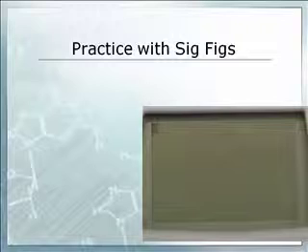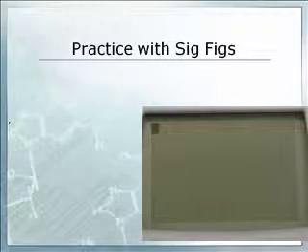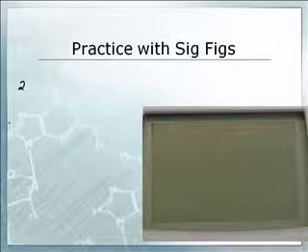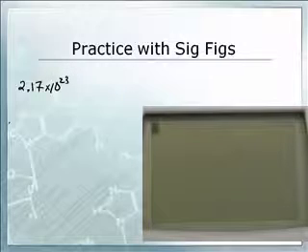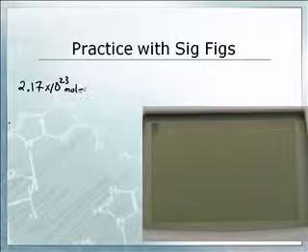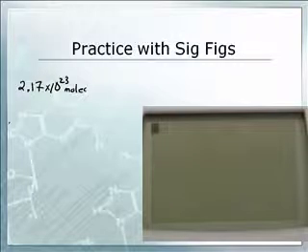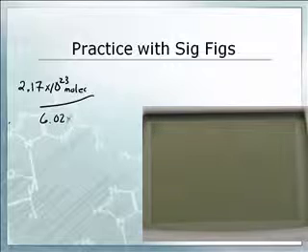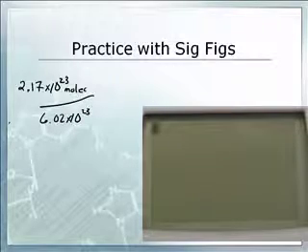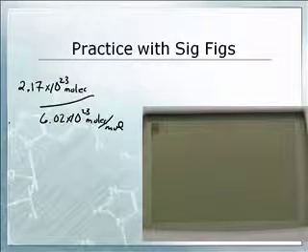Let's do another one. How about one with scientific notation? Ooh, sounds fun. How do you count sig figs in scientific notation, Mr. Berg? Well, I'll show you. Okay. Let's do that. That's important. Let's say that I have 2.17 times 10 to the 23rd molecules. And then I divide that by 6.02 times 10 to the 23rd molecules per mole. You've used that number before. Yeah, it's an important number in chemistry.